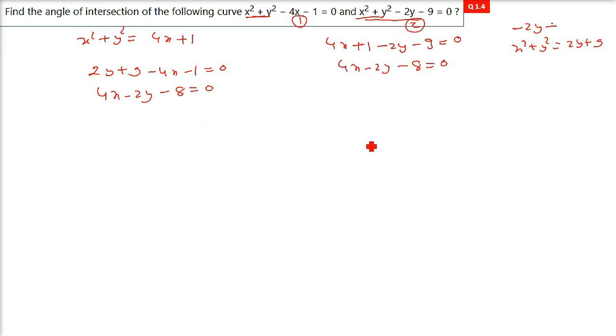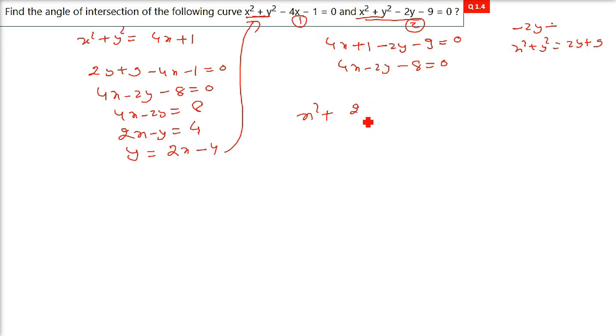You'll get 2x minus y minus 4 equals 0. That is the equation with what we got. As I said, you can simplify it for easier computation. So 2x minus y is equal to 4, or you can call it y equals 2x minus 4. Now y equals 2x minus 4, this you can put in any of the equations.